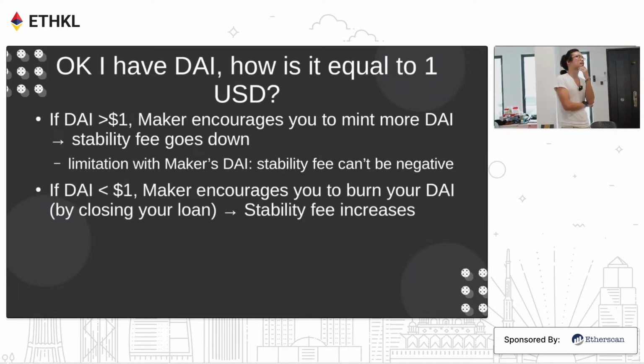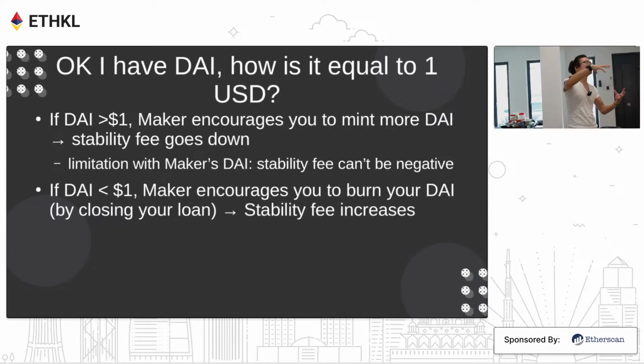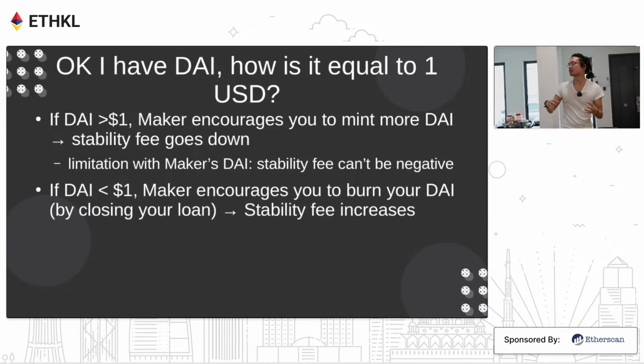If DAI is less than 1, then you just have to take the water out of the system. That means you have to reduce the amount of DAI. Yes, so the interest rate goes up. And if it doesn't go up enough, then Maker, some human, will actually buy up a lot of DAI and just keep that DAI somewhere to take it out of circulation. That's what he said.